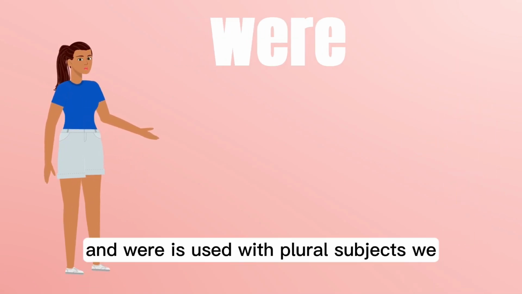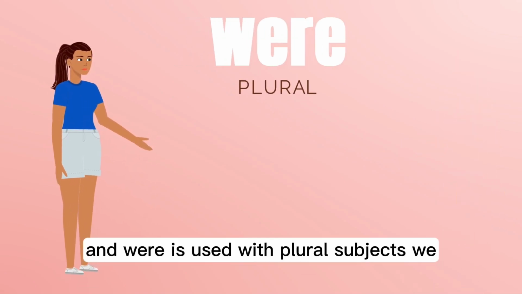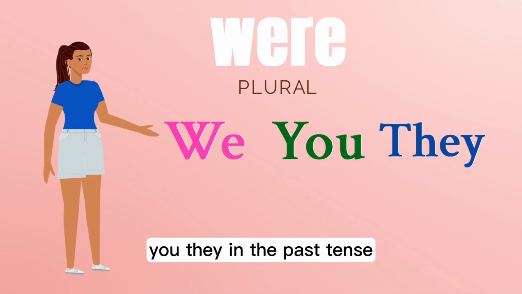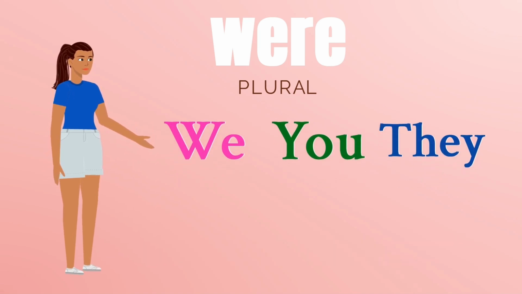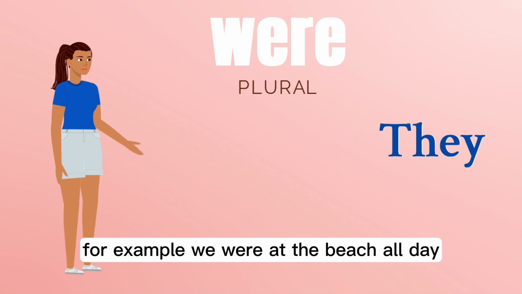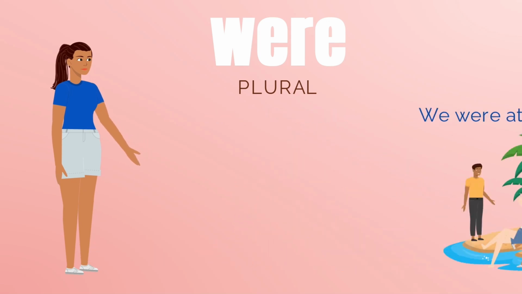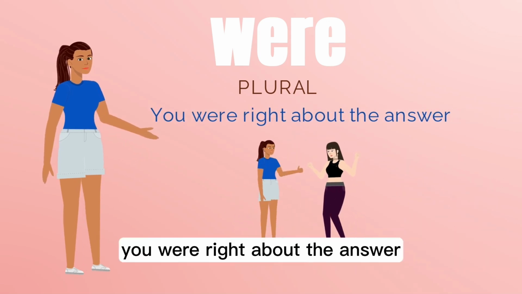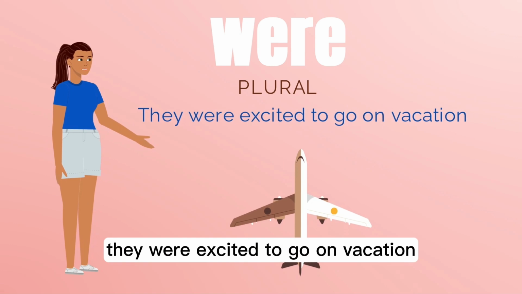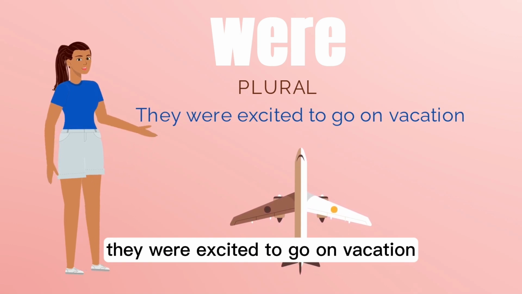And were is used with plural subjects, we, you, they, in the past tense. For example, we were at the beach all day. You were right about the answer. They were excited to go on vacation.